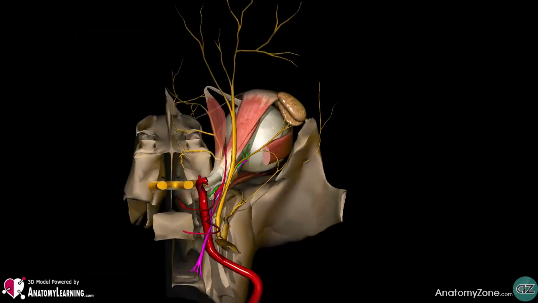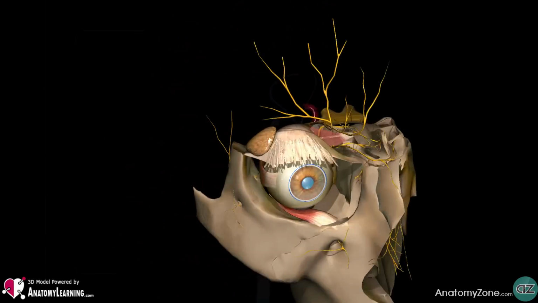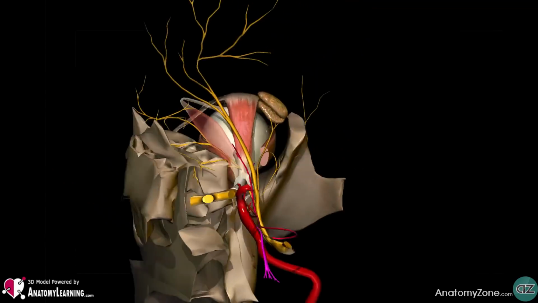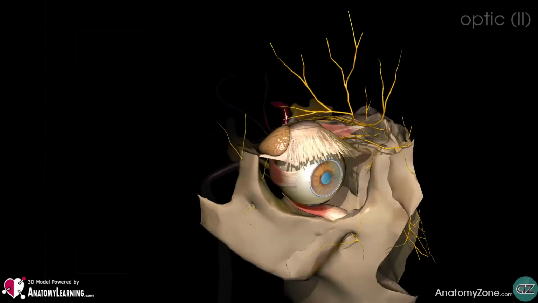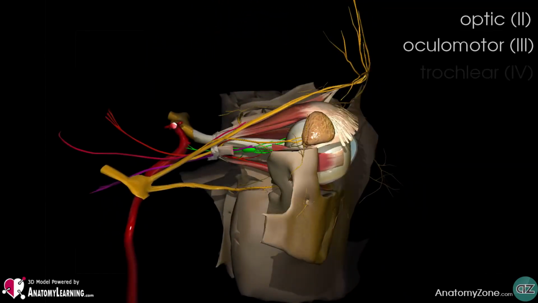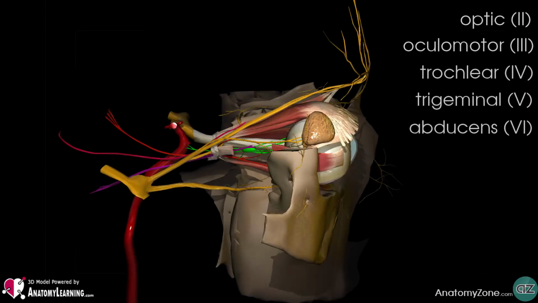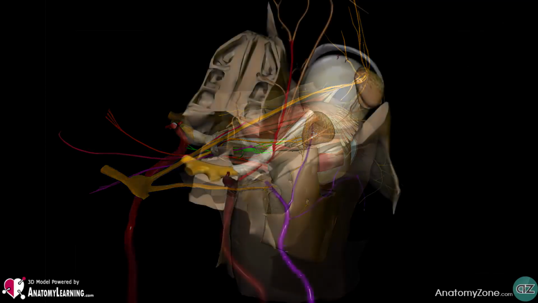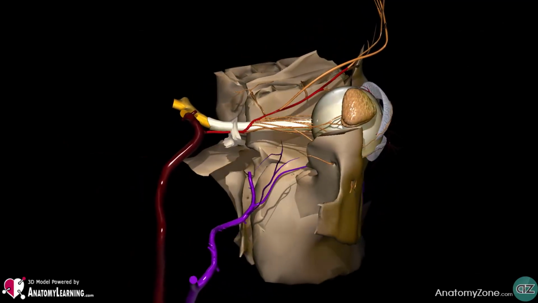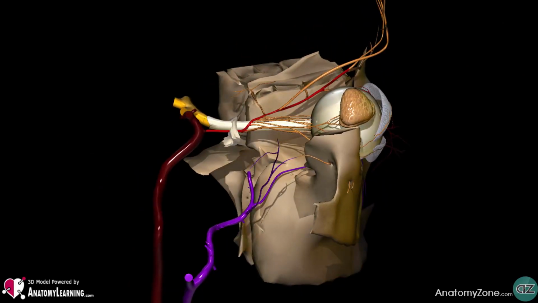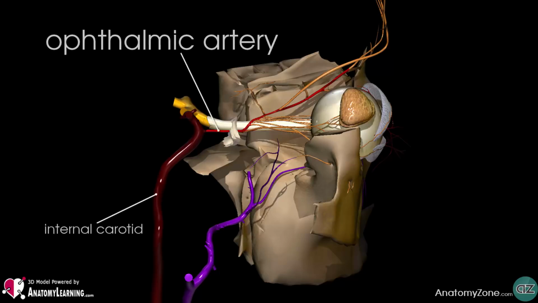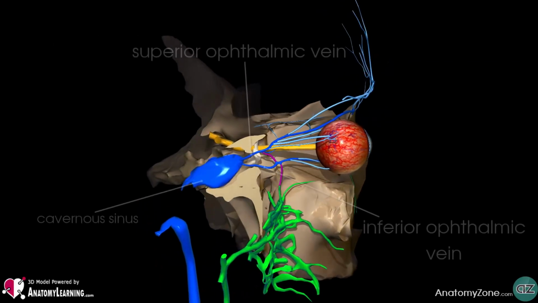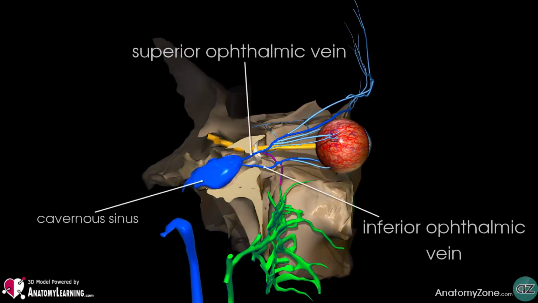In terms of the nerves within the bony orbit, there are several cranial nerves which supply the eye and its structures. These include the optic, the oculomotor, the trochlear, the trigeminal, and the abducens nerve. There are also several blood vessels within the bony orbit. The eye receives blood primarily from the ophthalmic artery. Venous drainage is via the superior and inferior ophthalmic veins.